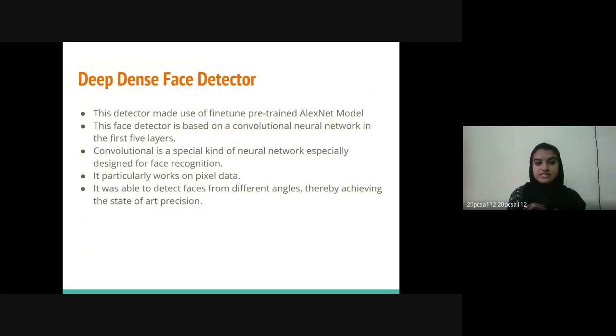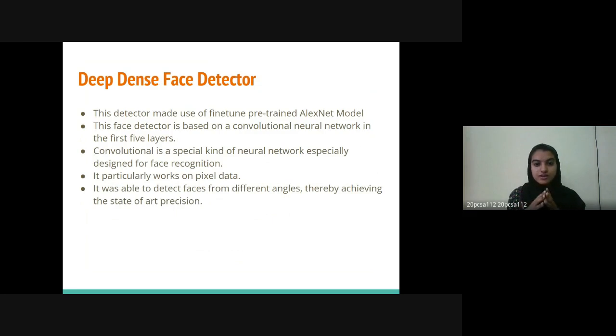And then comes the deep dense face detector. As the name suggests, it itself is a very dense detector. The irony of this model is that, even though it didn't have any extra addition to it, it was still able to give a very good result. It had a pre-trained AlexNet model, an existing one, that was pre-trained and also fine-tuned to make sure that it performs as per the requirements of the authors.